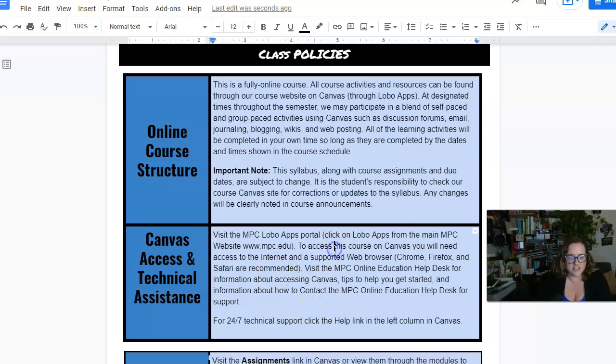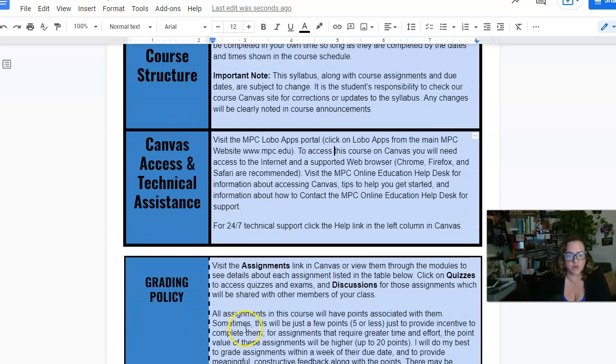If you have any technical difficulties with Canvas, you can log into MPC and they can help you out. They will help you out with everything. There's 24-hour technical support. Part of the orientation in the first module talks to you about where to go and find that support.